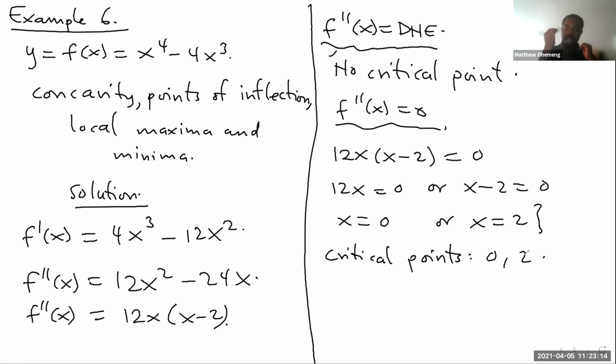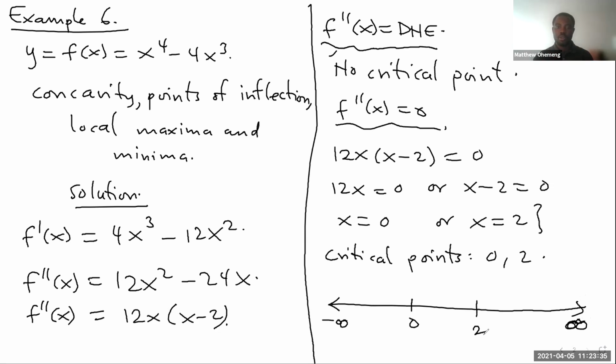And then for the ID test, what was the next step? After getting the critical points, we split the original domain of F using the critical points. The domain of F is all real numbers, from negative infinity to positive infinity. Splitting this up at 0 and then at 2 gives us 3 intervals. It's the same process as the ID test, except that you're doing it for F prime prime. We get from negative infinity to 0, from 0 to 2, and then from 2 to infinity.